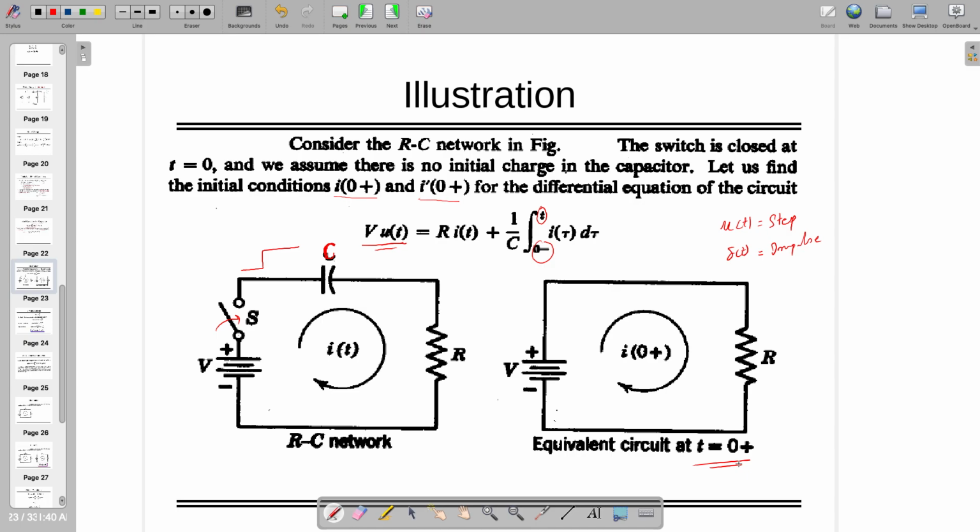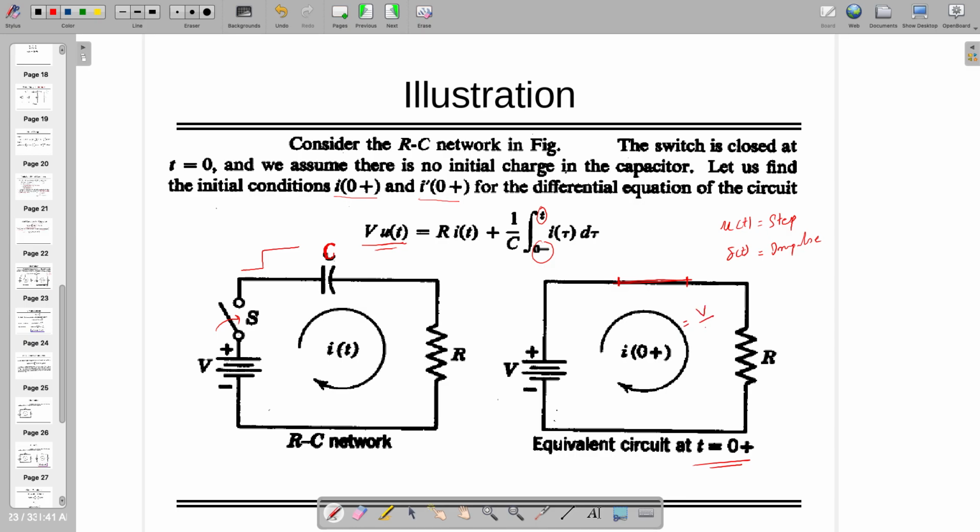At t equal to 0 plus, what is going to happen? This capacitor will act as a short circuit in terms of current. Yes or no? In terms of voltage, it will go open. It will block DC voltage, not DC current, right? So it will be short, and you can write down directly I0 plus is equal to, can you apply for this network?